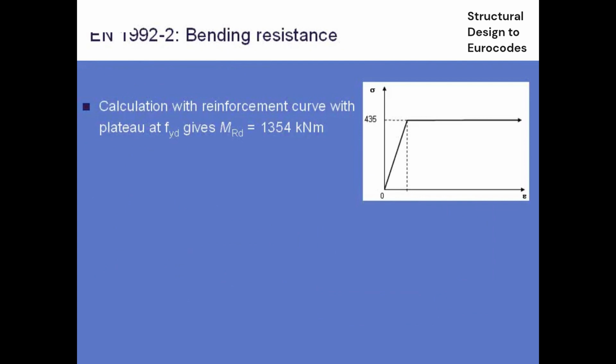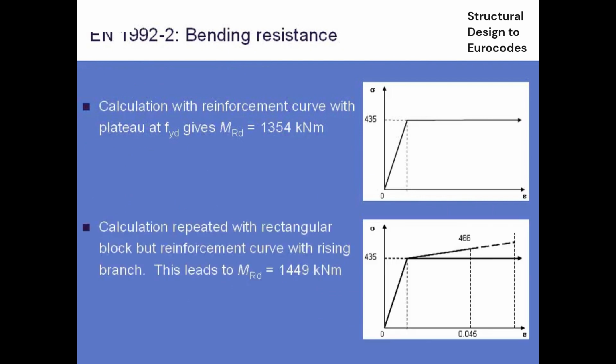Well, if we take the horizontal branch curve, which we can use that simple formula for, then we'll get 1354 as a bending resistance, and I think that's what you actually do, determine that in the notes in the next workshop section. If you repeat it with the rising branch, which doesn't lend itself to a hand calculation because it becomes iterative, then your bending resistance increases to 1449, so that's a 7% improvement, which is what I keep saying. You're better off using the computer.